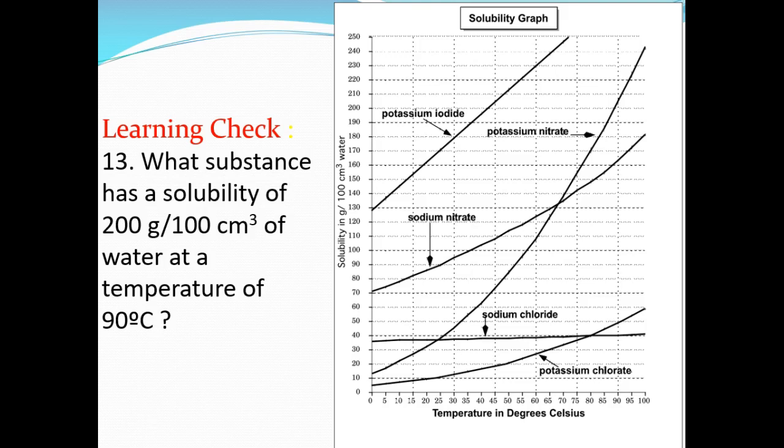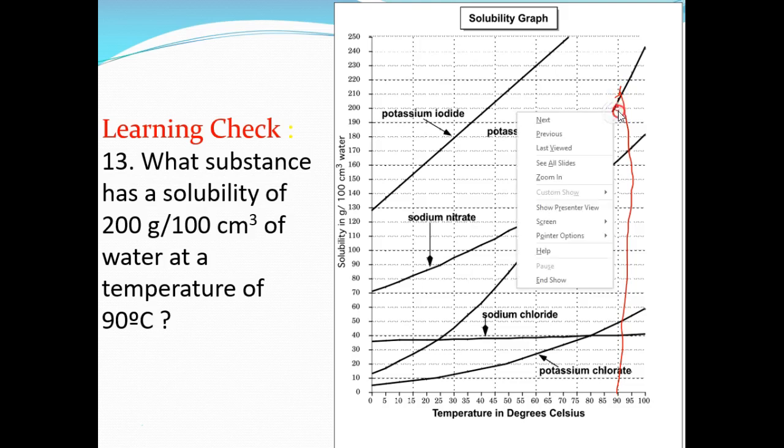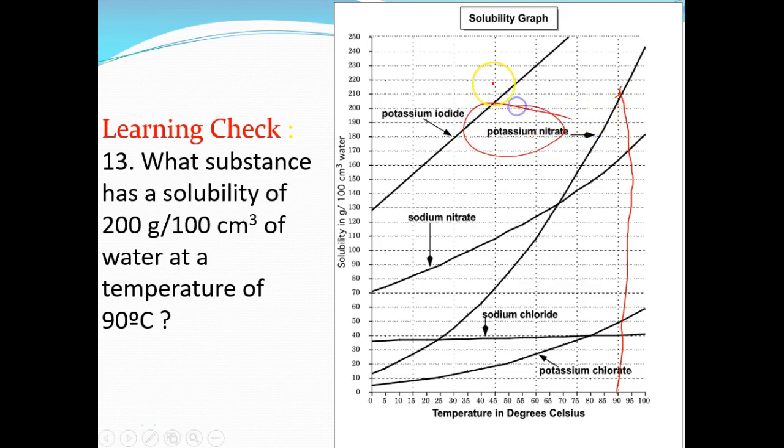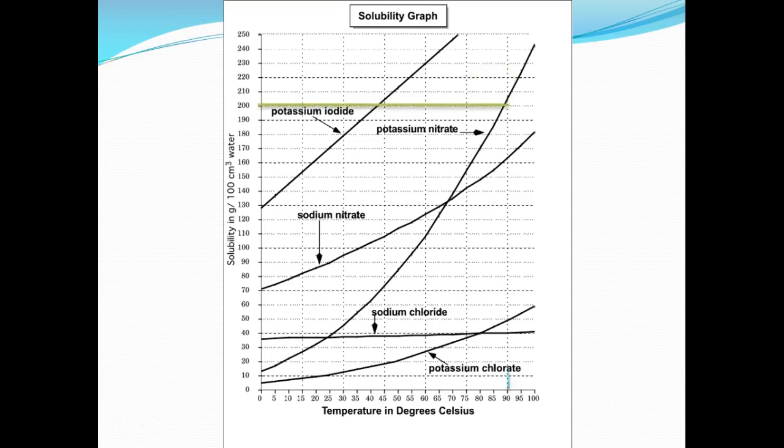You pause the video, now we're back. What substance has a solubility of 200 grams in 100 grams of water at the temperature of 90 degrees Celsius? Okay, so what you do is you go find 90 degrees, and you go all the way up to 200. I'm approximately right here, I guess. I can't tell right here. And so potassium nitrate, let's see if we're right. And we were. Okay.